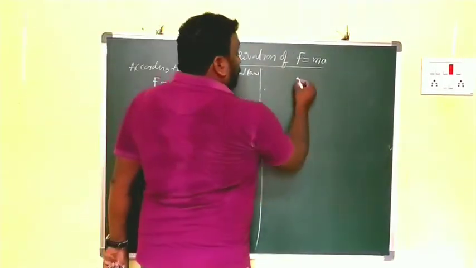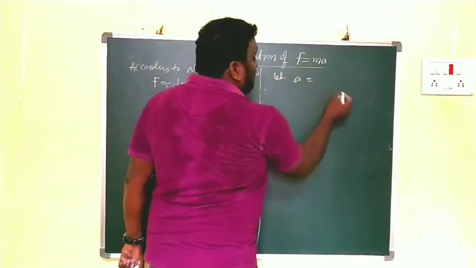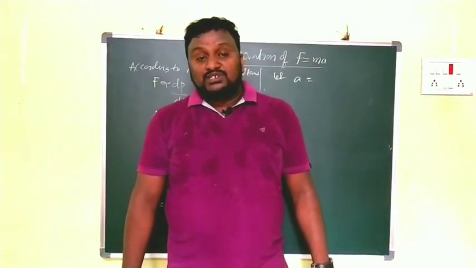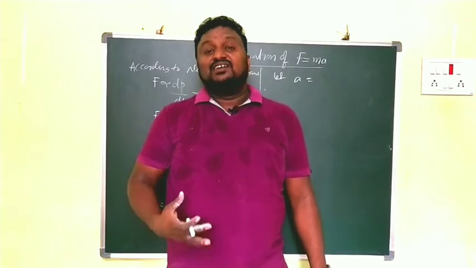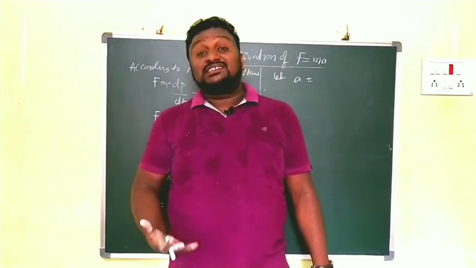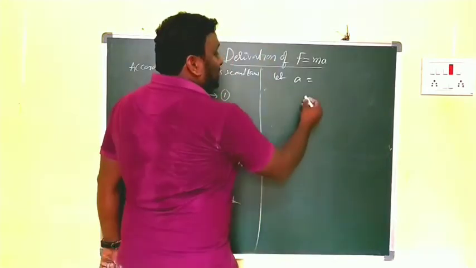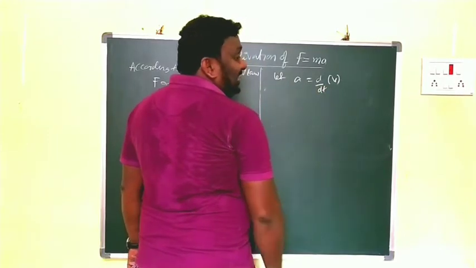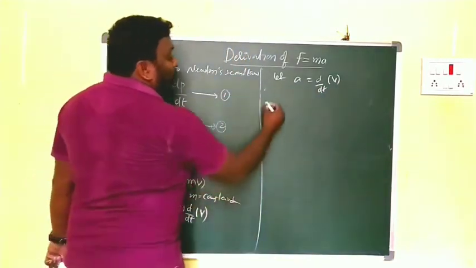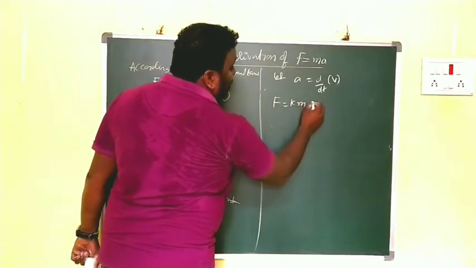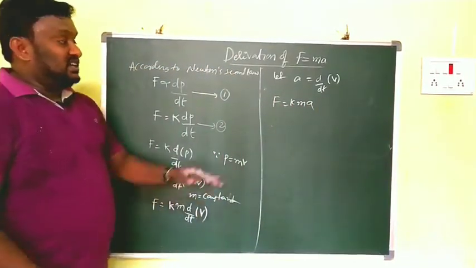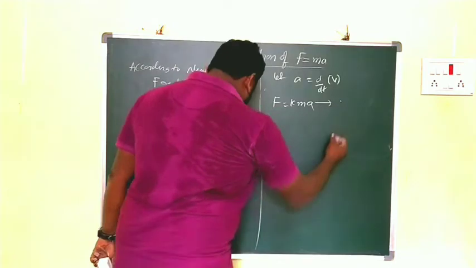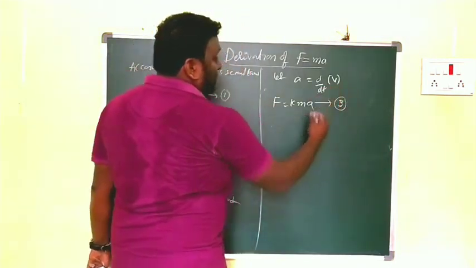Then here we know, what does a mean? Acceleration. Rate of change of velocity is called acceleration. So that's why I am writing rate of change of velocity, which we call acceleration. That's why in that equation, F is equal to k into m into a. This is equation number 3. Clear, children?